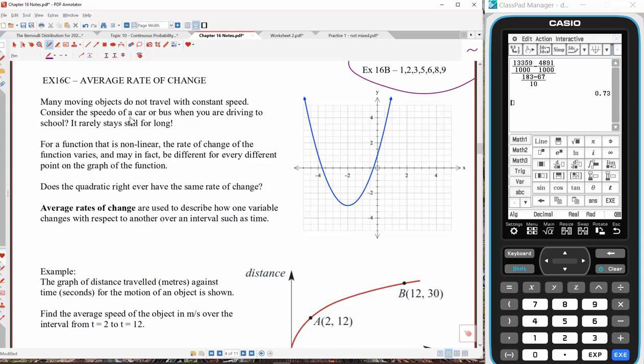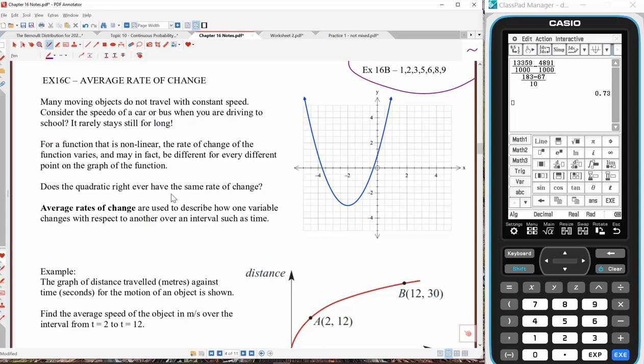So consider the speed of a car or a bus when you're driving to school. It rarely stays still for long. It's always changing. It stops at the lights. It stops to pick up another passenger and another passenger, etc. So for a function that is nonlinear, the rate of change of the function varies and may in fact be different for every different point on the graph of the function.